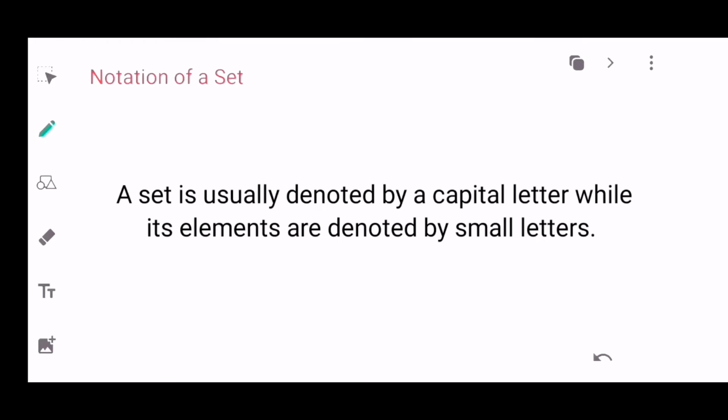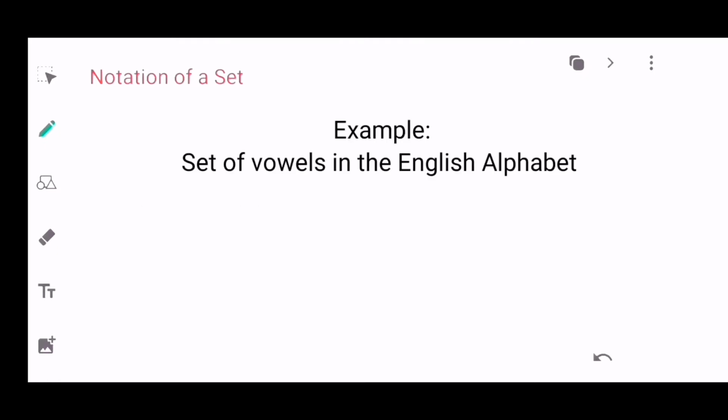Okay, so we have just learned how to identify whether a given group is a set or not. This time we're going to learn how to name or how to denote a given set. A set is usually denoted by a capital letter, while its elements are denoted by small letters. Let's say, for example, we are given a set of vowels in the English alphabet. Here we are sure that the members included are A, E, I, O, and U.